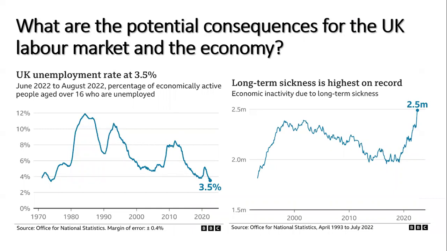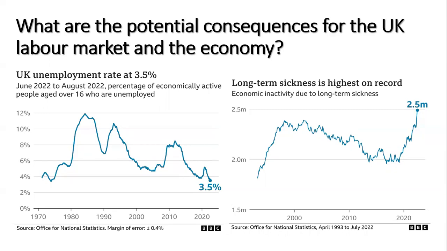So interesting to note here, at 2020, the UK unemployment rate is roughly about 3.5%. June 2022 to August 2022, the percentage of economically active people aged over 16 who are unemployed. So unemployment hit its lowest at 3.5%, and you can see that unemployment rose at the beginning of 2020, obviously because COVID kicked in. But after the COVID lockdowns, unemployment has been brought down again.